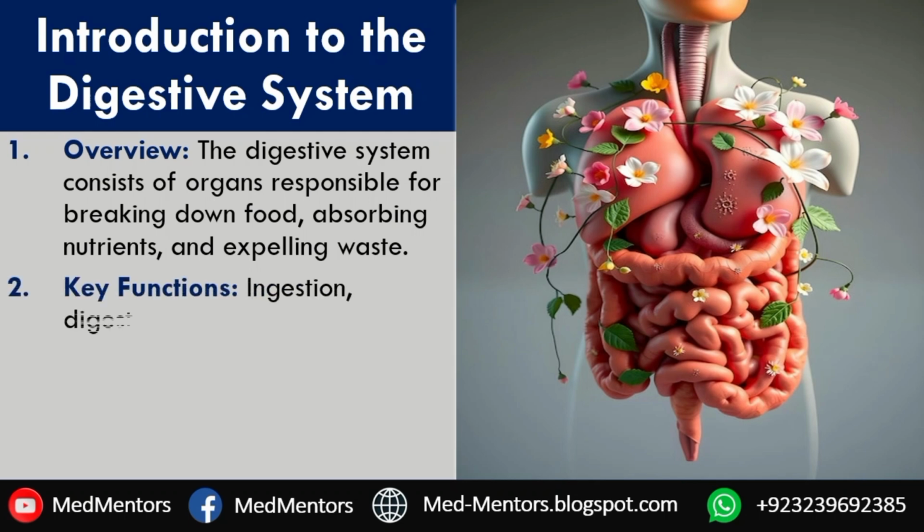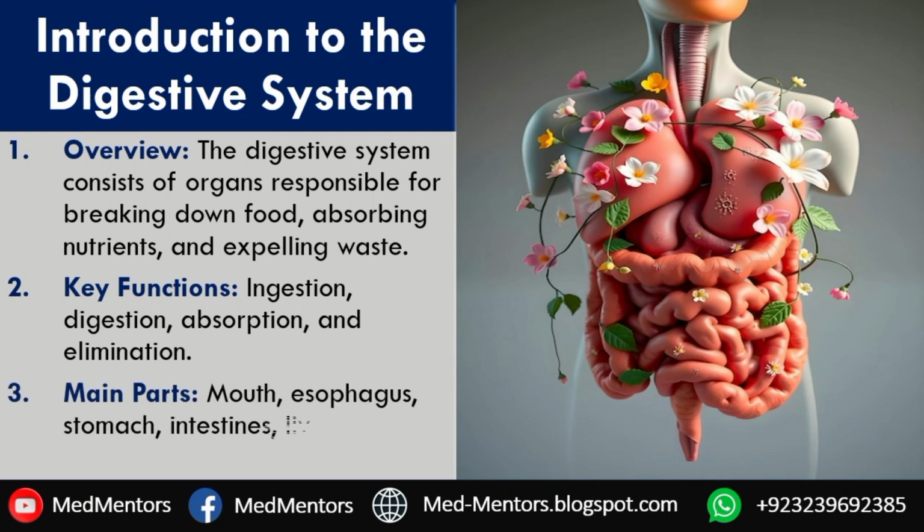Key functions. The digestive system's primary roles are ingestion of food, breakdown into absorbable nutrients, absorption into the bloodstream, and expulsion of waste. Main parts. Key organs include the mouth, esophagus, stomach, small and large intestines, as well as the liver and pancreas, which all support digestion.